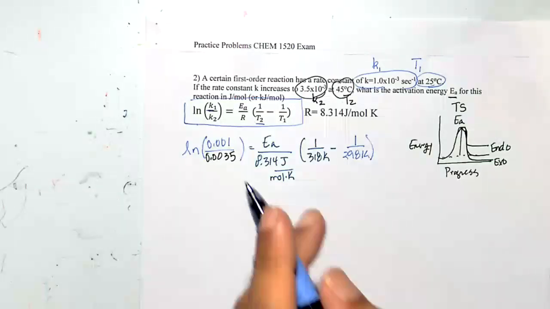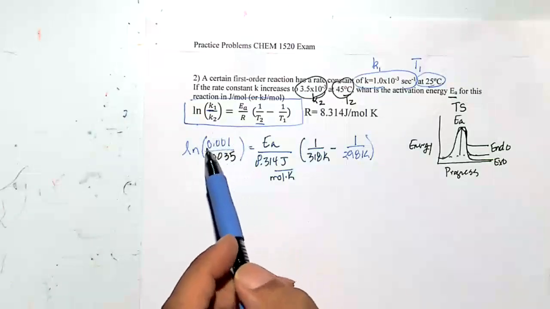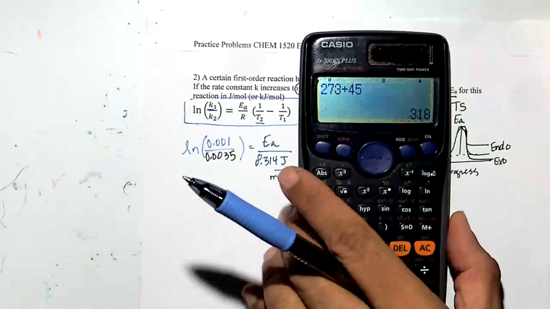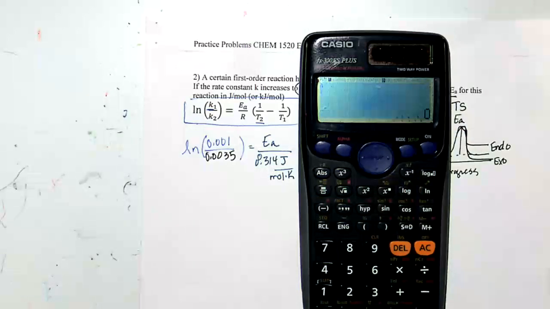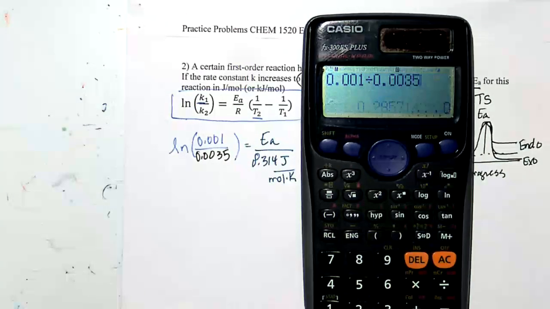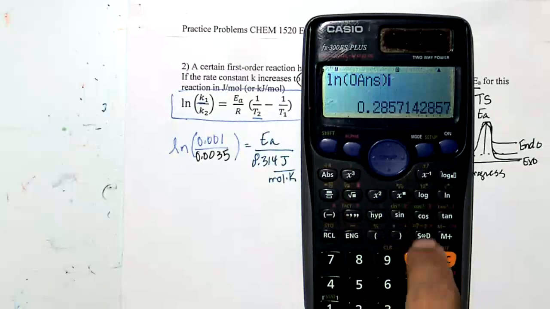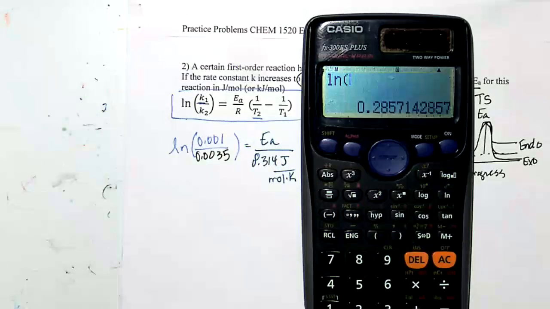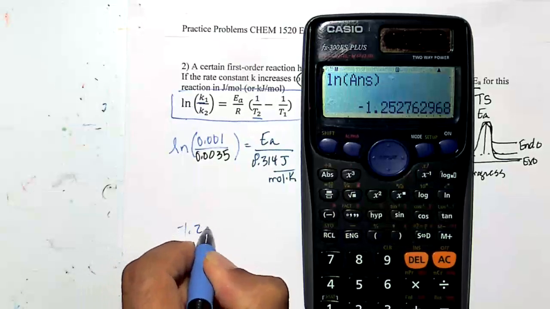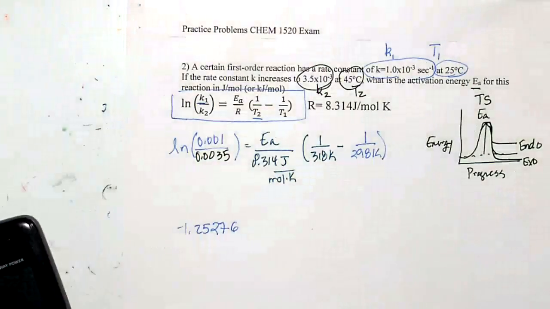All right. So here's how I will do this. Okay, I'm going to do this natural log 0.001 divided by 0.0035. So this is how you'll do it on your calculator. Okay, 0.001 divided by 0.0035. Okay, natural log it. Okay, natural log that fraction. And you get minus 1.25276. I'll just put some extra digits here.